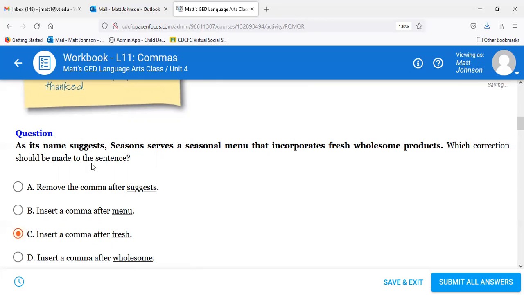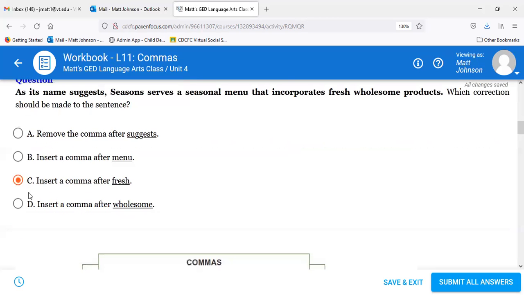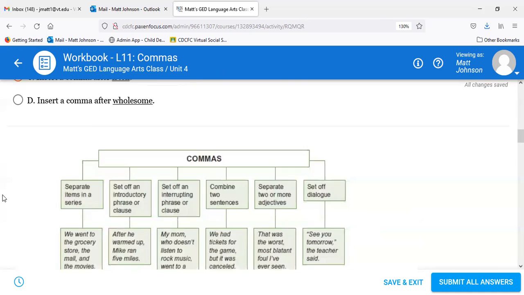So this one, it's a little subtle, right? Because at first glance it seems to make sense. As its name suggests, Seasons serves a seasonal menu that incorporates. But then you run into fresh, wholesome products, and you just got to look for those two adjectives, and there's no punctuation in between them. So that one's a little subtle. You got to kind of look for the adjectives pretty closely on that.